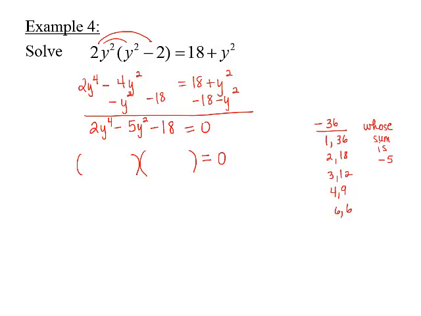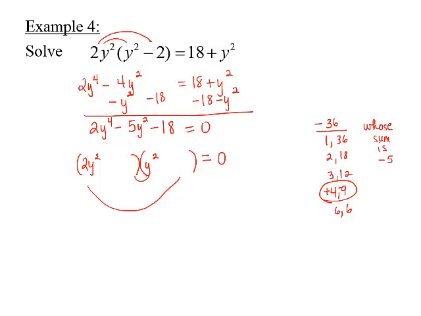Because we need a negative 36, we know the signs have to be different. But for the sum to be negative, the larger factor needs to be negative. And the only way that we can get a negative 5 is from a plus 4 and a minus 9. So that has to be the outer and the inner product. The only way to get 2 is just 2 and 1, so we know that our first terms have to be 2y squared and y squared.